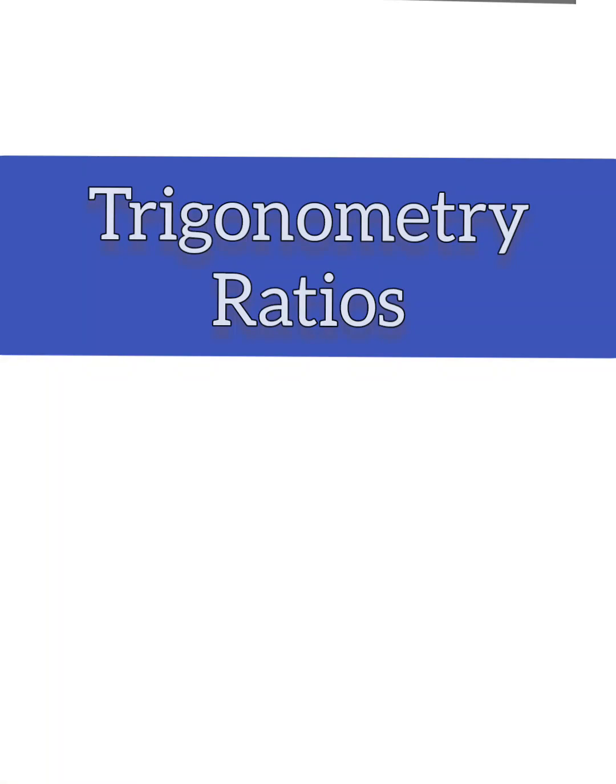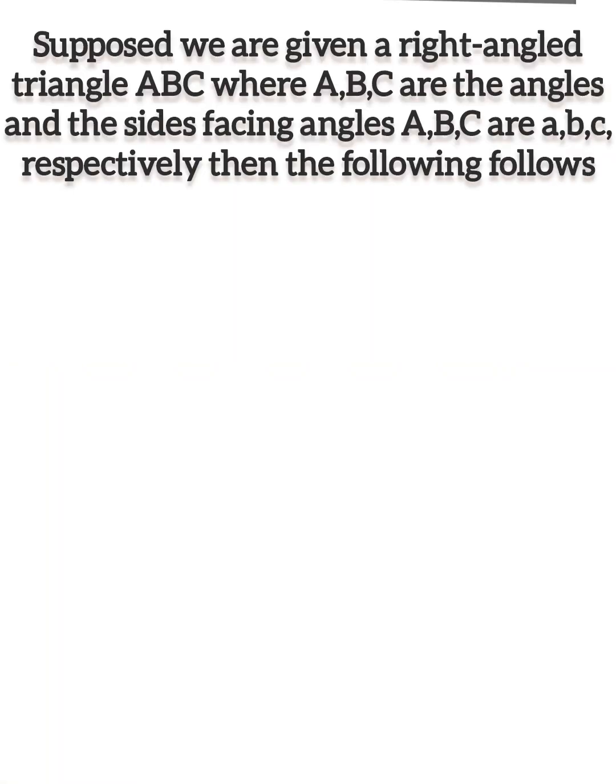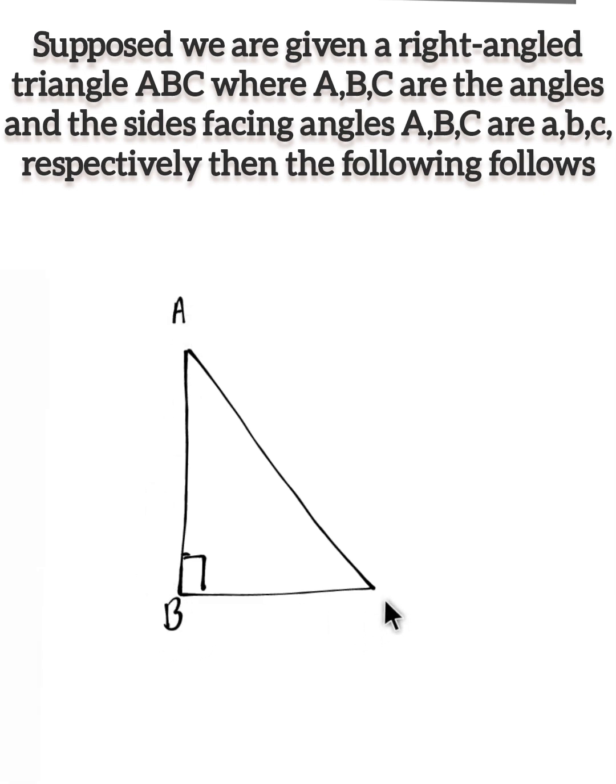Trigonometry ratios. Suppose we are given a right angle triangle ABC, where ABC are the angles, and the sides facing angles uppercase ABC are lowercase letters abc respectively. Then the following follows. In the right angle triangle, one of the angles is 90 degrees, and that's what makes it a right angle triangle. Let this angle be A, this B, and this is C. This implies that angle B is equal to 90 degrees.